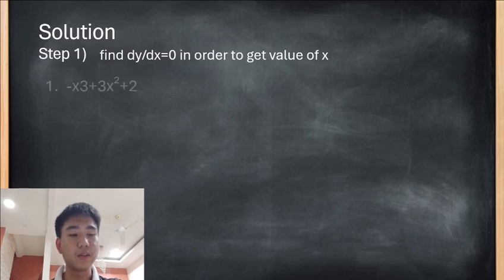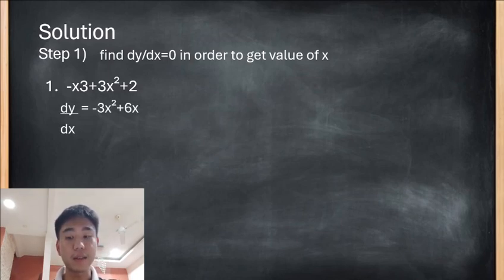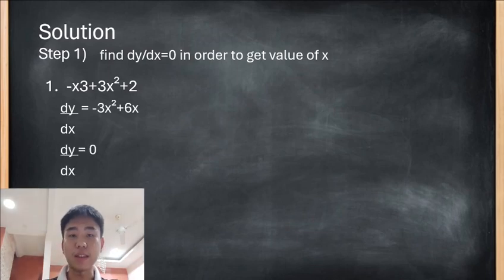Okay, first step, we will find dy/dx equals 0 in order to find the value of x. First we arrange the equation with x of the highest power in front. Then we differentiate it. After you differentiate it, the value you will get is negative 3x to the power of 2 plus 6x. After that, we make it equal 0. Then we will use the calculator to find the value of x.